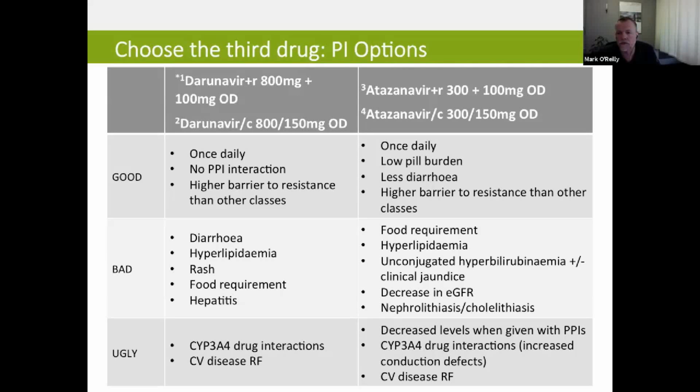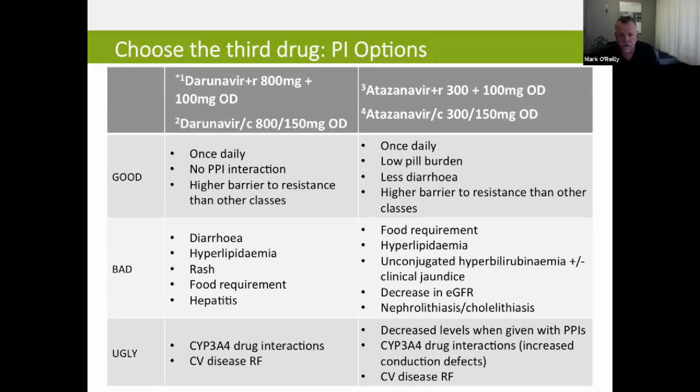Atazanavir, 300 milligrams, can be boosted by ritonavir or by cobicistat. It's once daily, low pill burden, less diarrhea potentially, and a higher barrier to resistance than other classes of medications as well. But there is a food requirement. It is associated with increased lipids, and it does cause unconjugated hyperbilirubinemia, plus or minus, so it can cause clinical jaundice in up to 10% of people who take it. It can reduce the eGFR, and it's been associated with kidney stones and gallstones as well.